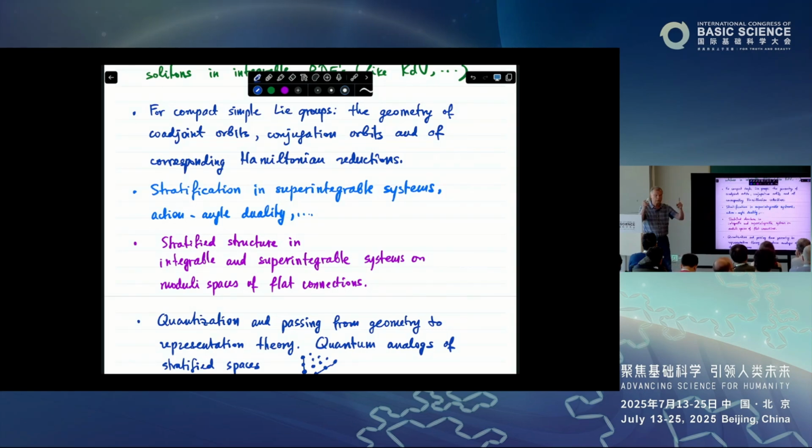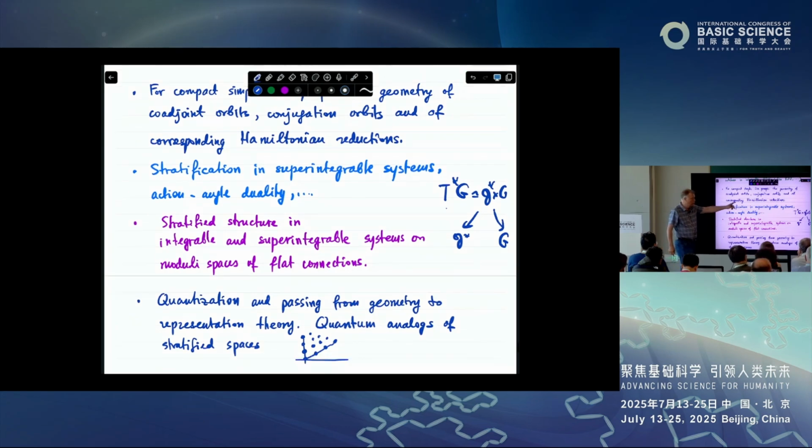Then there is something that's called action angle duality. You see, T star G, once you trivialize it, you can project to G star, or you can project to G. If you project to G star, you will have all these Calogero-Moser type systems. If you project to G, you will have Ruijsenaars type systems. And there is a duality between these systems when you replace the action and angle variables. So I think one of the coming projects is to see how exactly this duality works in the stratified case, how low dimensional strata intersect.